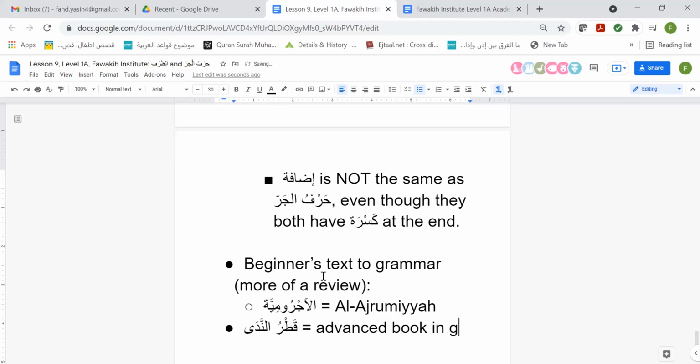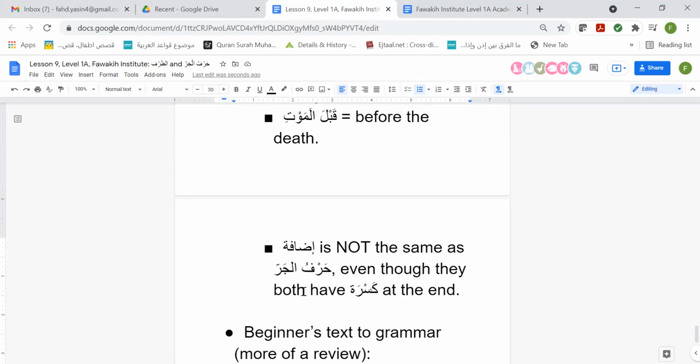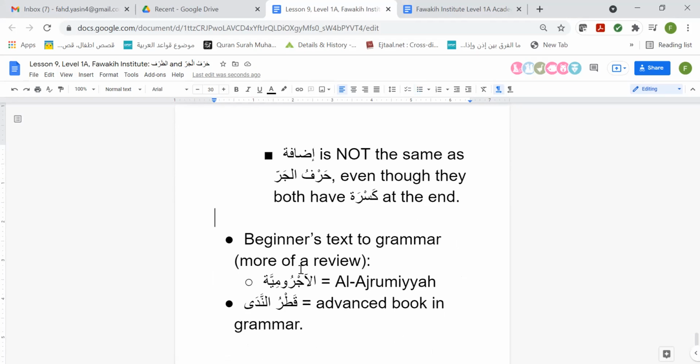Advanced book in grammar. When I say advanced, it's advanced. That's not a text for beginners whatsoever. If anything, I would probably struggle with that text too. That definitely takes a teacher.